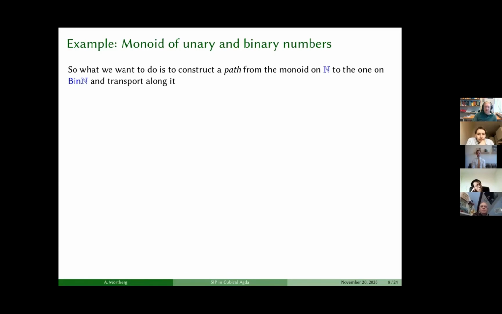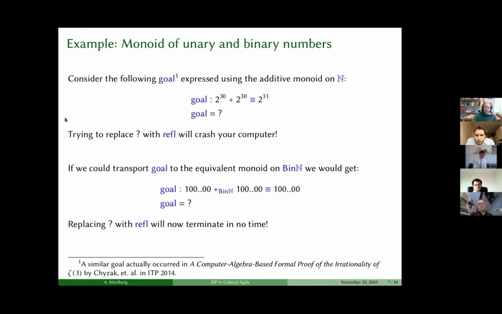Yes, so to do this, we need to construct a path from the monoid on unary numbers to the monoid on binary numbers. So it's kind of important. It's not enough to just have a path between unary numbers and binary numbers. We really want it for the monoid structures on these types, because we want to replace both these terms and the plus operation. And the plus operation is part of the monoid structure. Right?